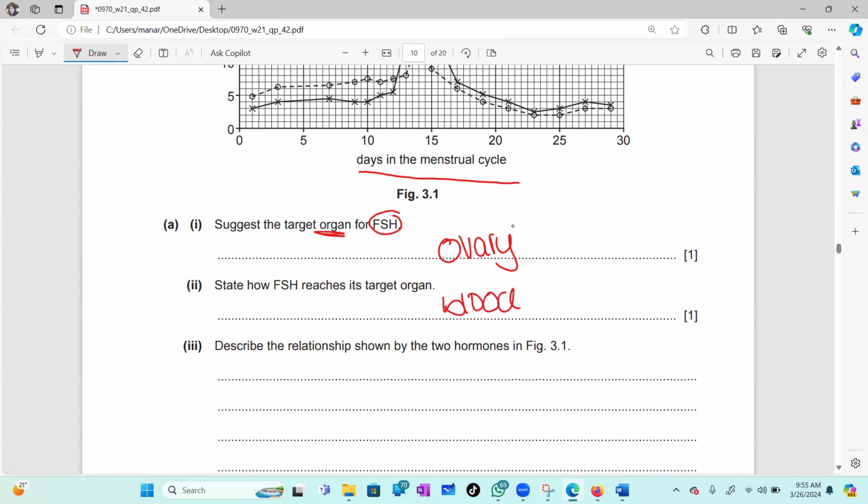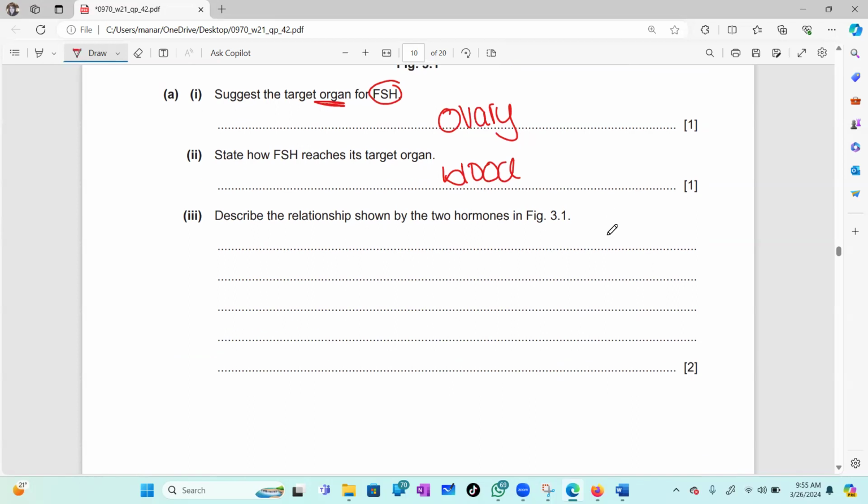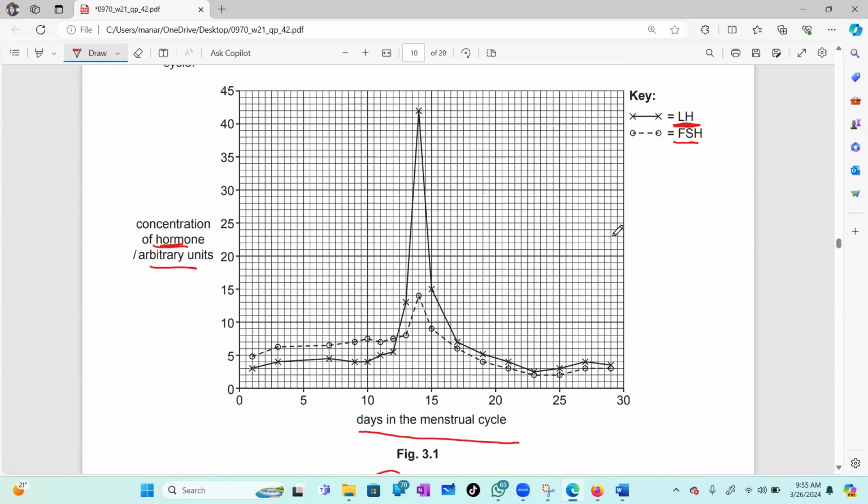Describe the relationship shown by the two hormones in figure 3.1, and you have 2 marks. So you will go to the graph and discuss the relationship shown. You will have to give numbers from the graph and describe. What do you see on the graph? What do you say? Quickly, quickly, because Zoom only gives me 40 minutes.